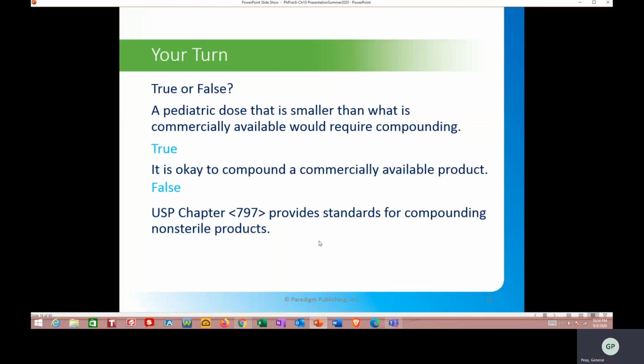And the last one, USP Chapter 797 provides standards for compounding non-sterile products. So remember, you had 797, you had 795, and then you had 800. 797 was not for non-sterile, that was for sterile. So just make sure you remember these numbers.